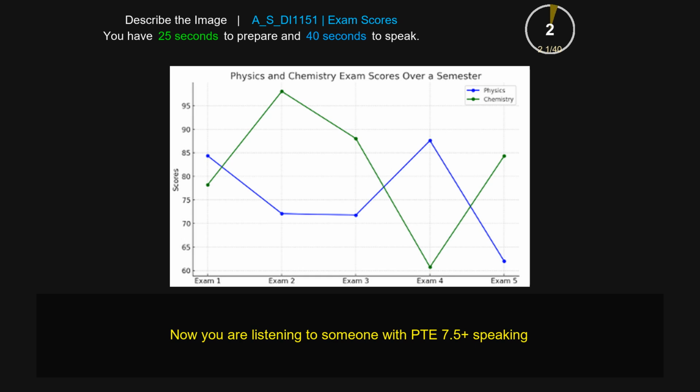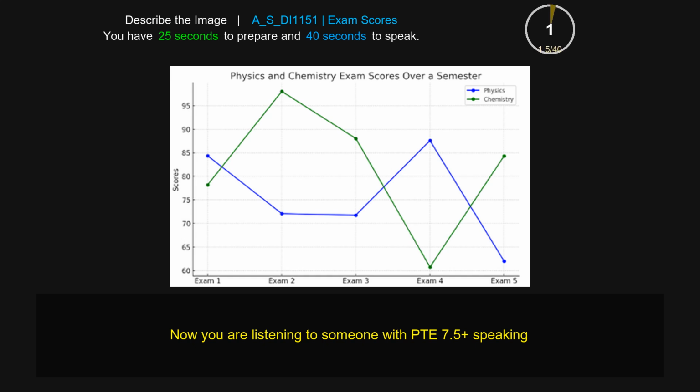The given image is a line graph that gives information about physics and chemistry exam scores over a semester, where we can see that students scored more in chemistry in the first, second and third exam. However, in the fourth, the marks gradually declined to less than 60%. However, the marks recovered in the fifth exam, whereas physics has remained on the neutral line, but in the fourth exam people did really well. Hence, from the given line graph, we can describe the difference between physics and chemistry marks.